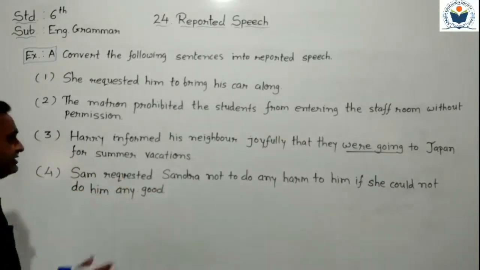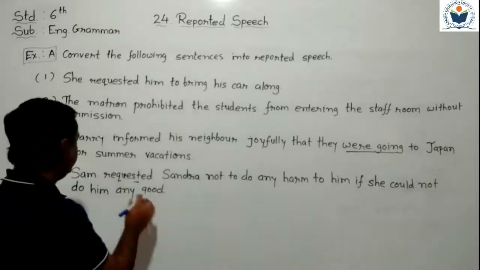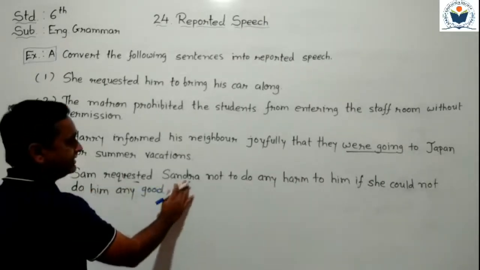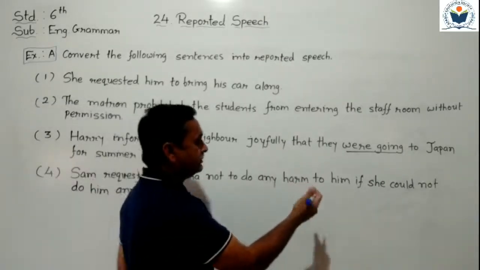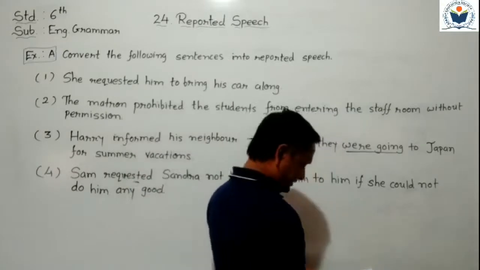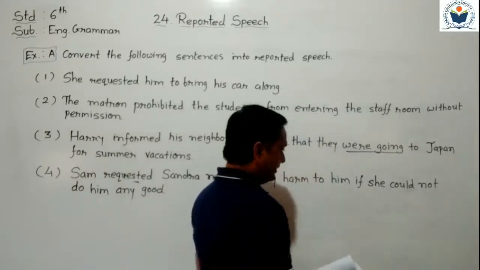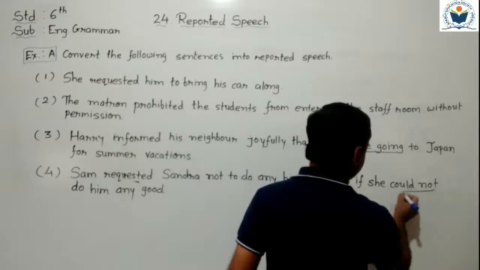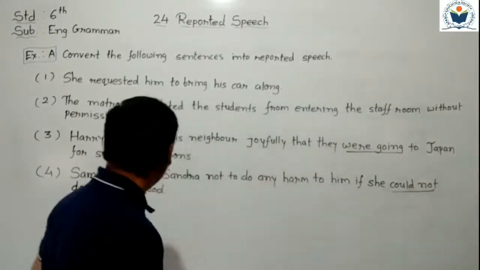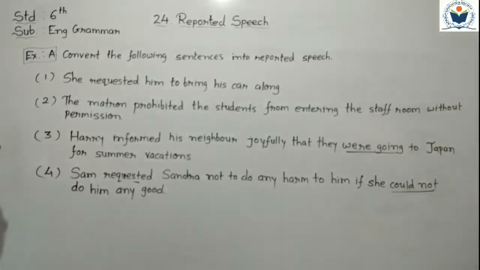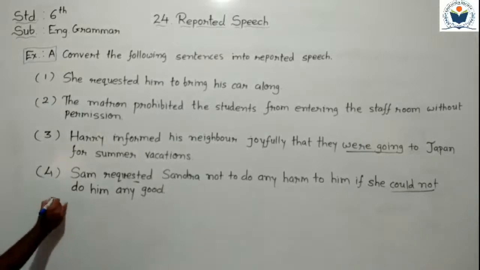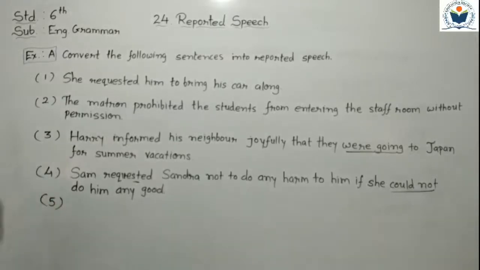So this becomes Sam requested. I put requested as a reporting verb here. Subject is Sam, object is Sandra. Not to do any harm to him if she could not. Here instead of cannot, I put could not, past form. Could not do him any good. Ready? Understand?